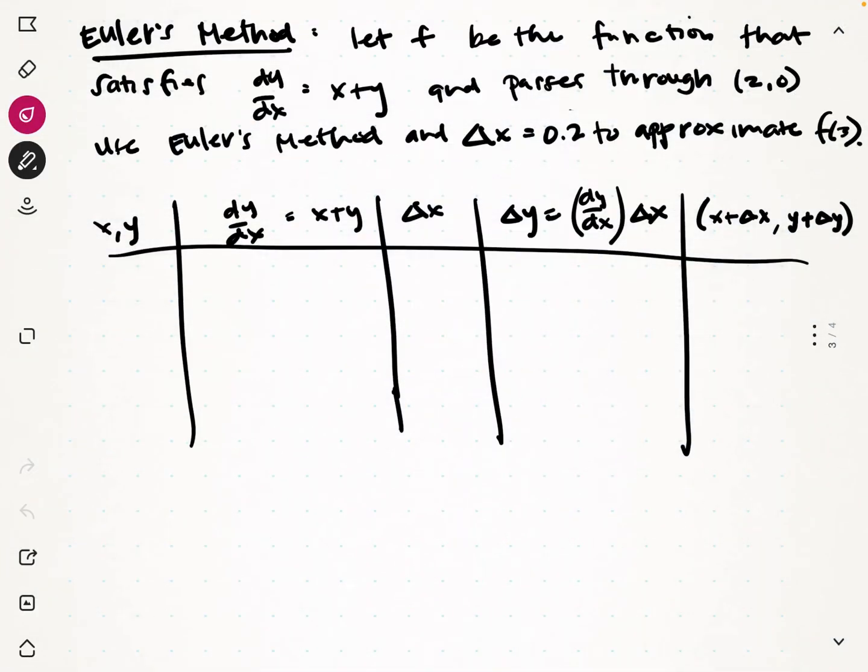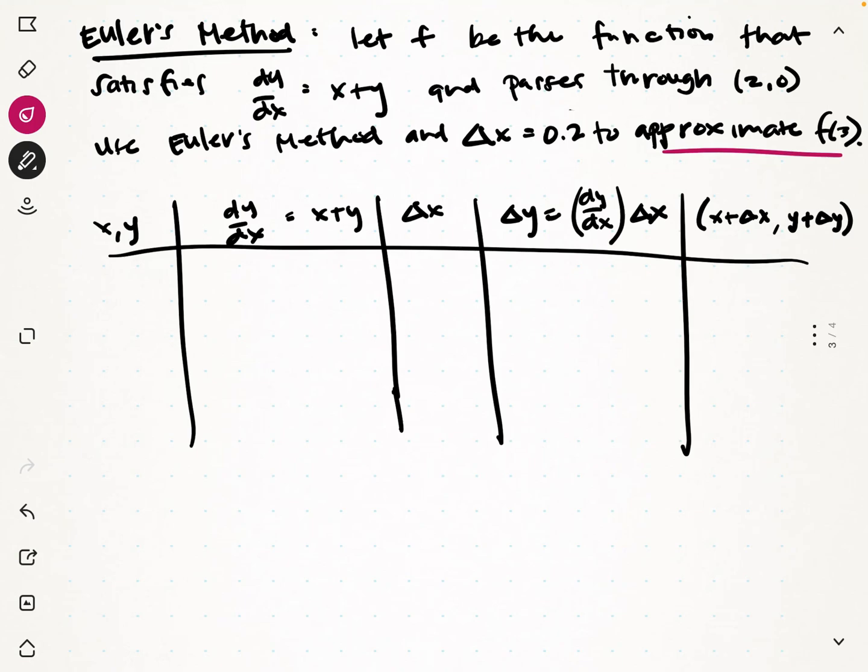Okay, and then Euler's method. I'm getting myself confused here. Euler's method. Let f be the function that satisfies dy/dx equals x plus y and passes through (2, 0). Use Euler's method and delta x equals 0.2 to approximate f of 3.